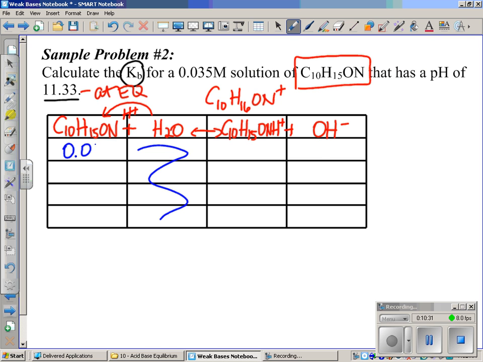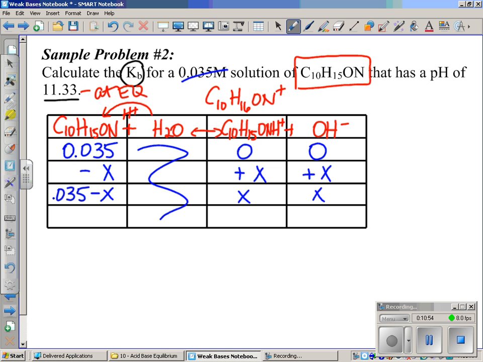Okay. Next thing we're going to do is cross off this column, and we're going to plug in the initial concentration of our base. Our ions will always start as 0 for these problems. We have X, we have X, we have X. I'm going to make this side negative, this side positive. This will be X and X, 0.035 minus X. And then, okay, so that should be it for that.